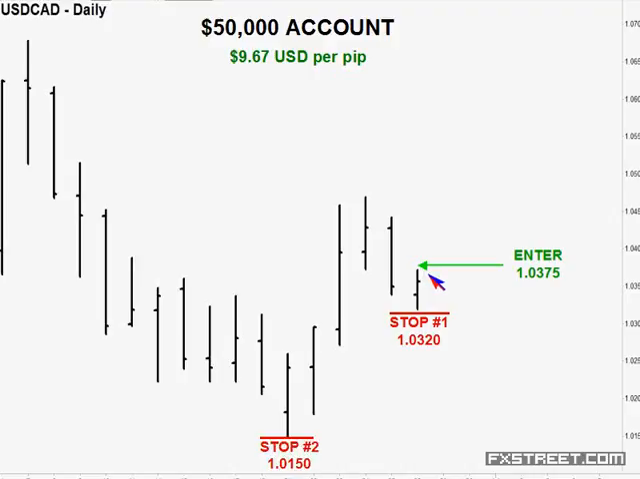Let's take a different scenario. Instead of using stop number 1, we're now going to use stop number 2. Same parameters. We have a $50,000 account. We're only going to be risking 2%. But this time, if we enter here at 0.0375 and get stopped out at 0.0150, if we put that into the calculation, how many lots can we trade? I'll give you a few seconds to figure that out. It should be a little easier now that we know how to use this for stop placement number 1. What if we wanted to give ourselves a little bit more room and really have a wide stop there? How many lots could we be trading? I'll give you a few seconds to type that in.